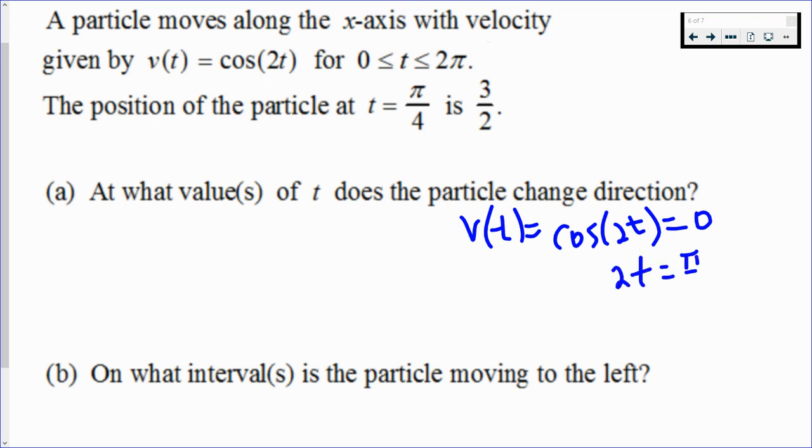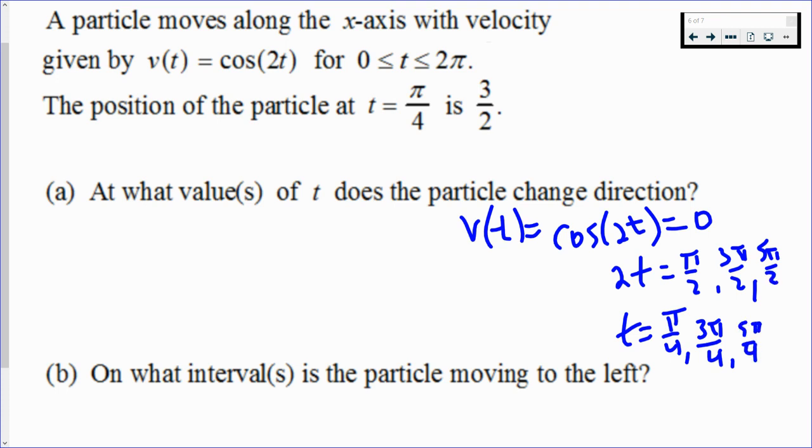Cosine is equal to 0 at pi over 2, 3 pi over 2, and so forth. Let's think about what that would mean for t. T would be, after we divide by 2, pi over 4, 3 pi over 4. We have not reached the end of our interval. We go from 0 to 2 pi, so let's keep going. What would the next solution be for 2t? Cosine is equal to 0 at 5 pi over 2. If we divide by 2, that's 5 pi over 4. Cosine is also equal to 0 at 7 pi over 2, so that means t would be 7 pi over 4, and that would be the last solution in our interval 0 to 2 pi.